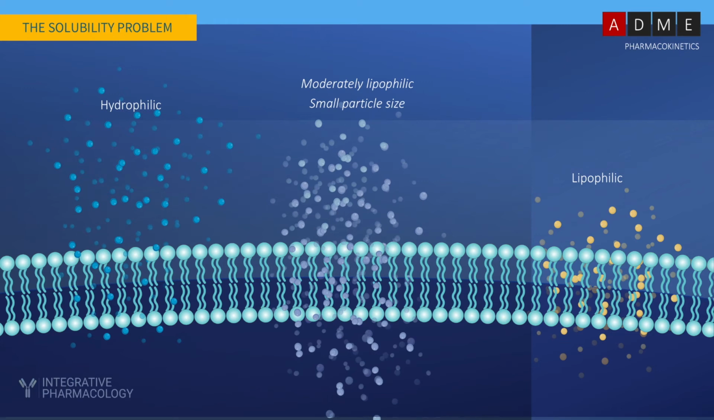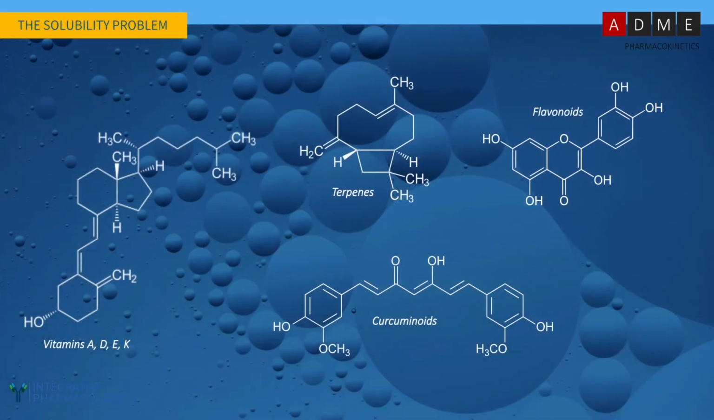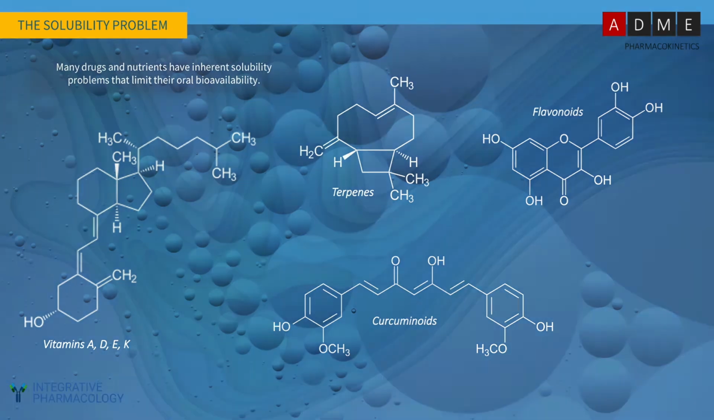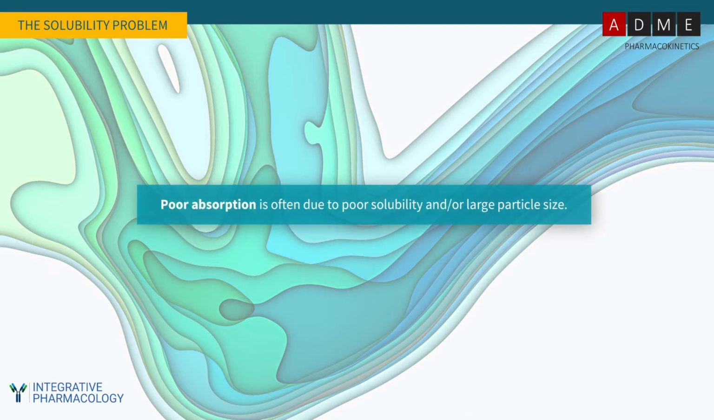So the key point to remember here is that a bioactive has to be soluble enough in the aqueous environment of the GI tract in order to be absorbed. This is a problem for fat-soluble vitamins, vitamins A, D, E, and K, phytochemicals like terpenes, triterpenoids, curcuminoids, flavonoids, and many other natural and synthetic therapeutic agents. So the key take-home point here is poor absorption is often due to poor solubility.